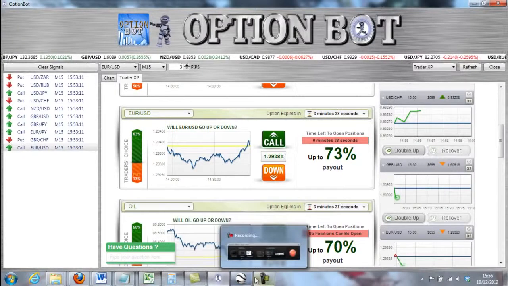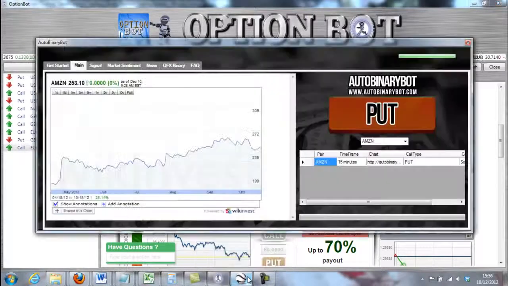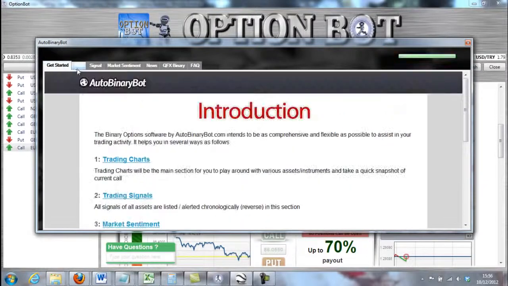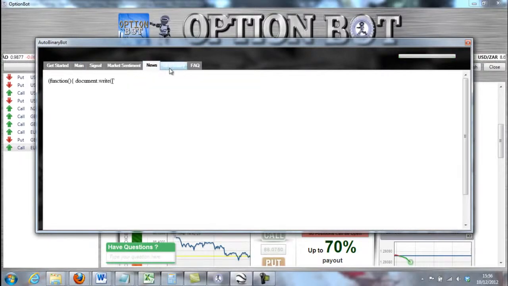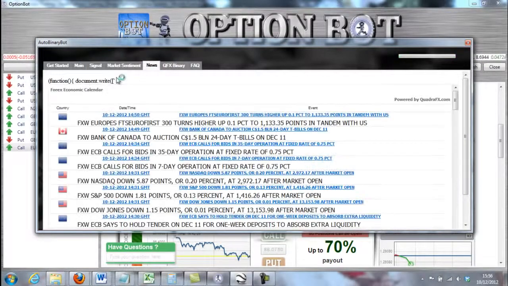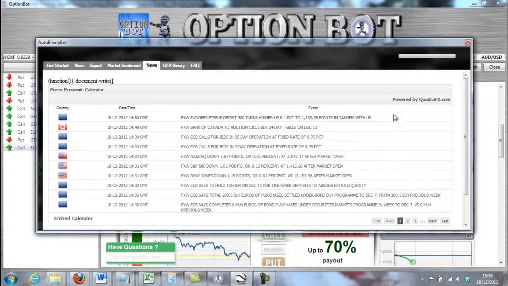Obviously, binary wealth bot or whatever it's called crashed, so we've eliminated that one from this particular test. So now I just want to look at auto binary bot. Once again, the interface looks quite nice actually. It is just a web browser, really, to be fair. Not sure what to make of any of this information. Obviously, that doesn't look very good. All the errors there. Quadra FX, not heard good things about Quadra FX, to be fair. Heard they're a bit scammy.